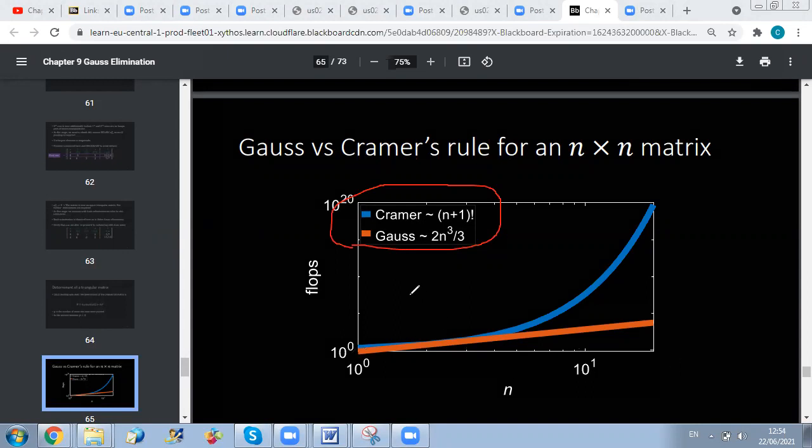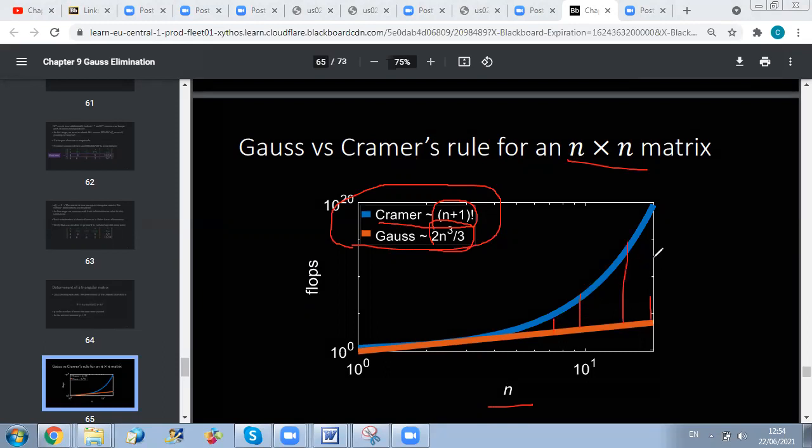If we compute the order of operations needed for Cramer's method, it's nearly (n+1) factorial. It's of the order of (n+1) factorial. While if you use the Gauss elimination method, the number of operations is of the order of 2n^3/3. And if you draw the graphs of the number of operations as a function of the number of unknowns, here it's an n by n matrix, you can see that the higher n is, the larger the difference between the two.